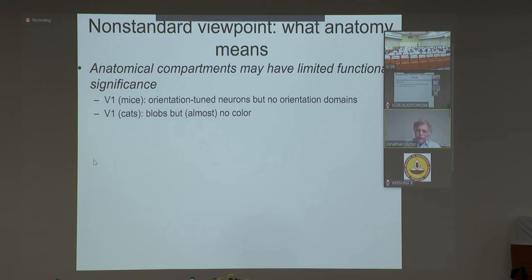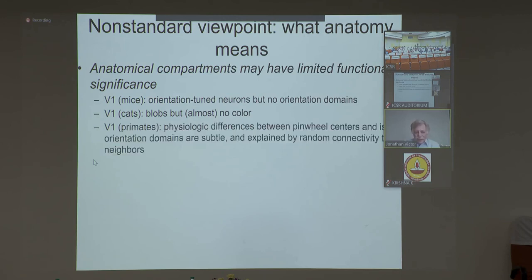In V1, in mice, for example, there are orientation-tuned neurons, but one doesn't find these orientation domains. In cats, who have very little color vision, they still have what we call in primates the color blobs. In monkeys, there are differences between tuning properties of cells at the pinwheel centers, in that they tend to be more color sensitive, but they're relatively subtle, and they are overall population differences, and the variations within the population are as large as the variations between the color blobs and the non-blobs.